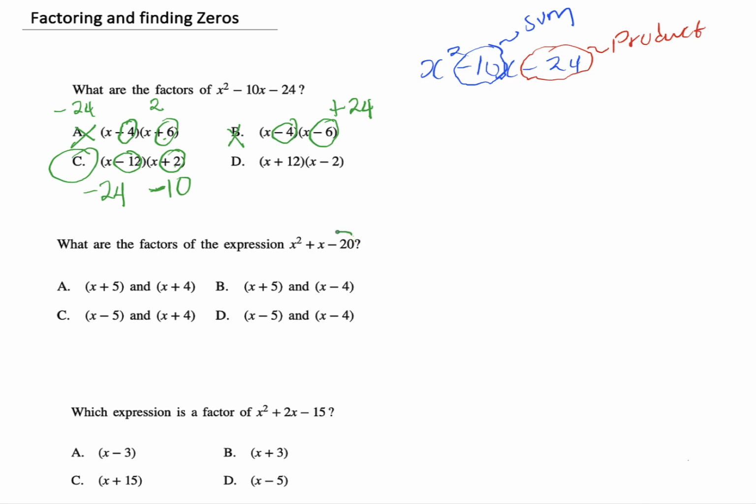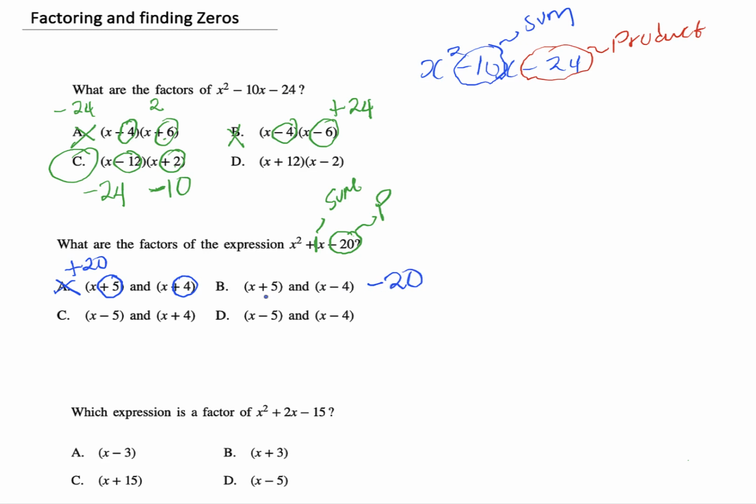Let's try it again. Remember, the negative 20 here is our product. Right here, there's an invisible 1, so that 1x is our sum. If I take positive 5 and multiply it by positive 4, I'm going to get a positive 20. Our product is negative, so A is not our answer.